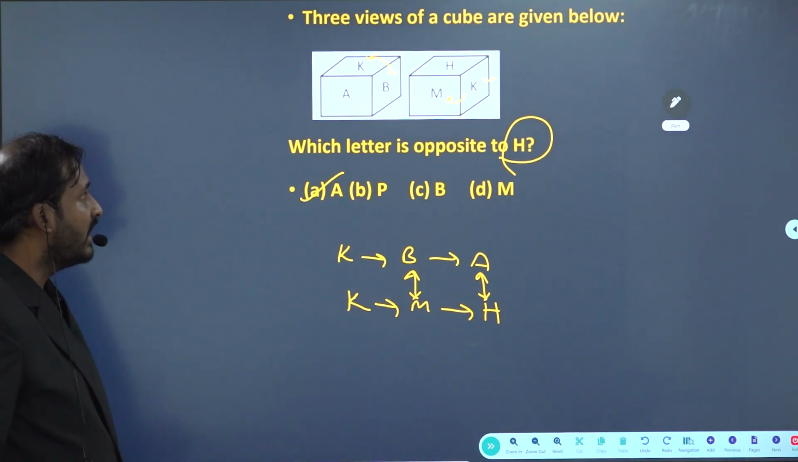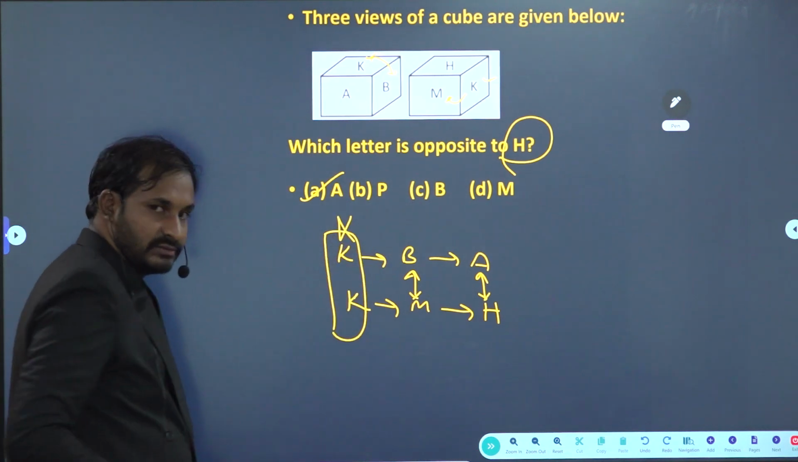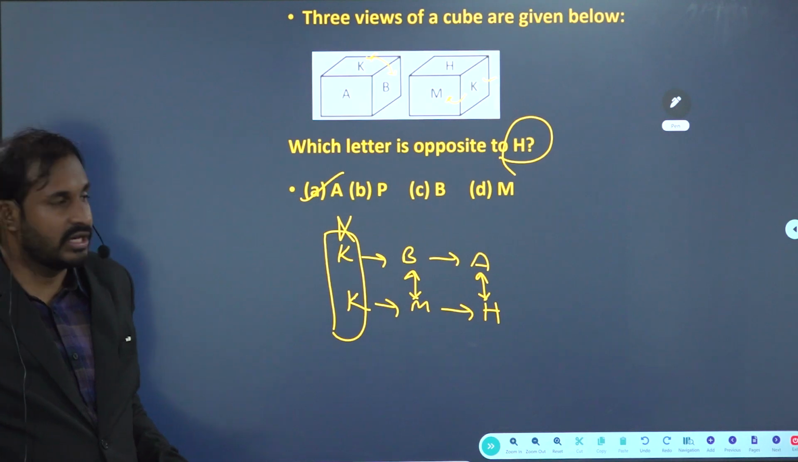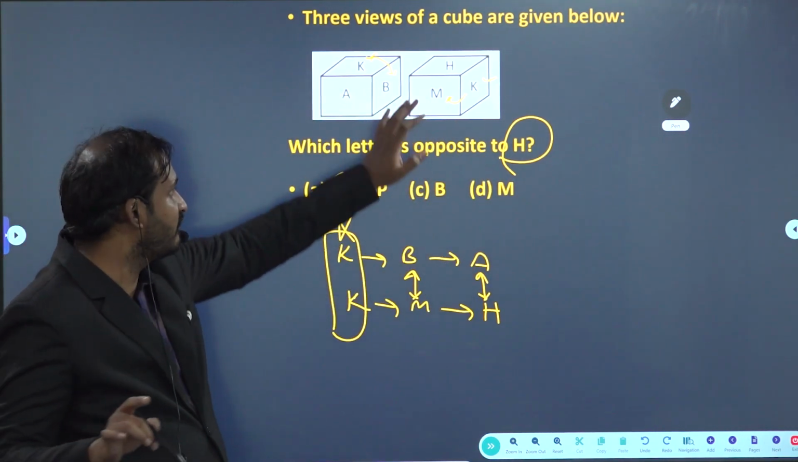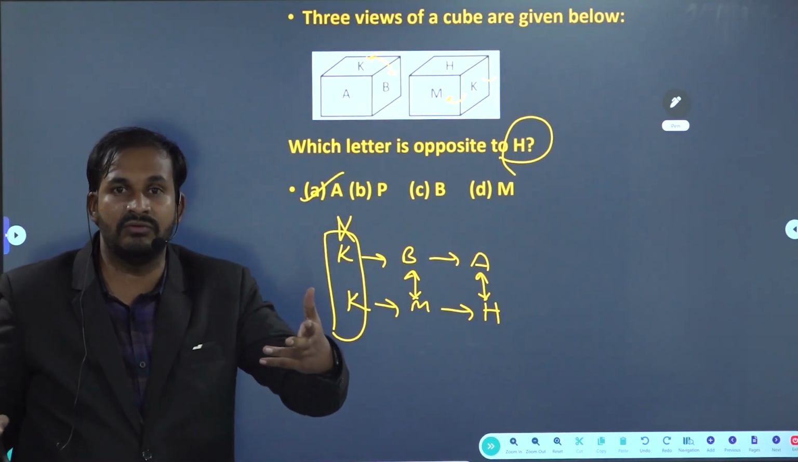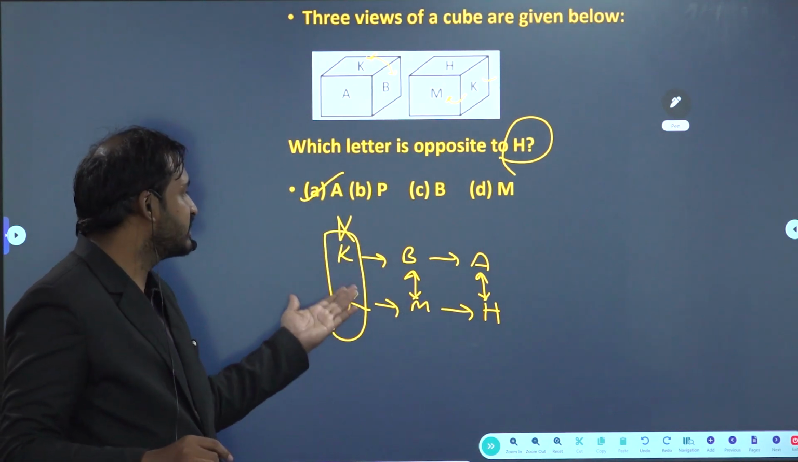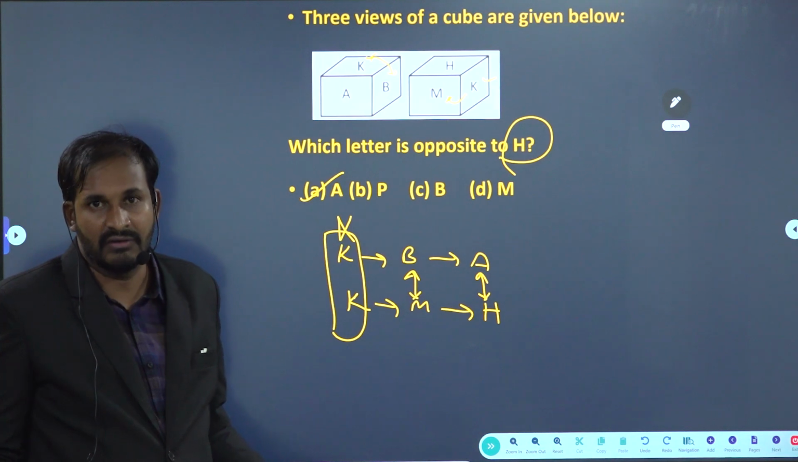A here. But if we ask which letter is opposite to K, actually we cannot tell. Why? Because he didn't introduce all the 6 shades. So if they give you only 2 projections, remember one thing, definitely the value which is possible for you, which you can find, they will ask that one only. If they ask which letter is opposite to K, our answer will become: can't be determined.